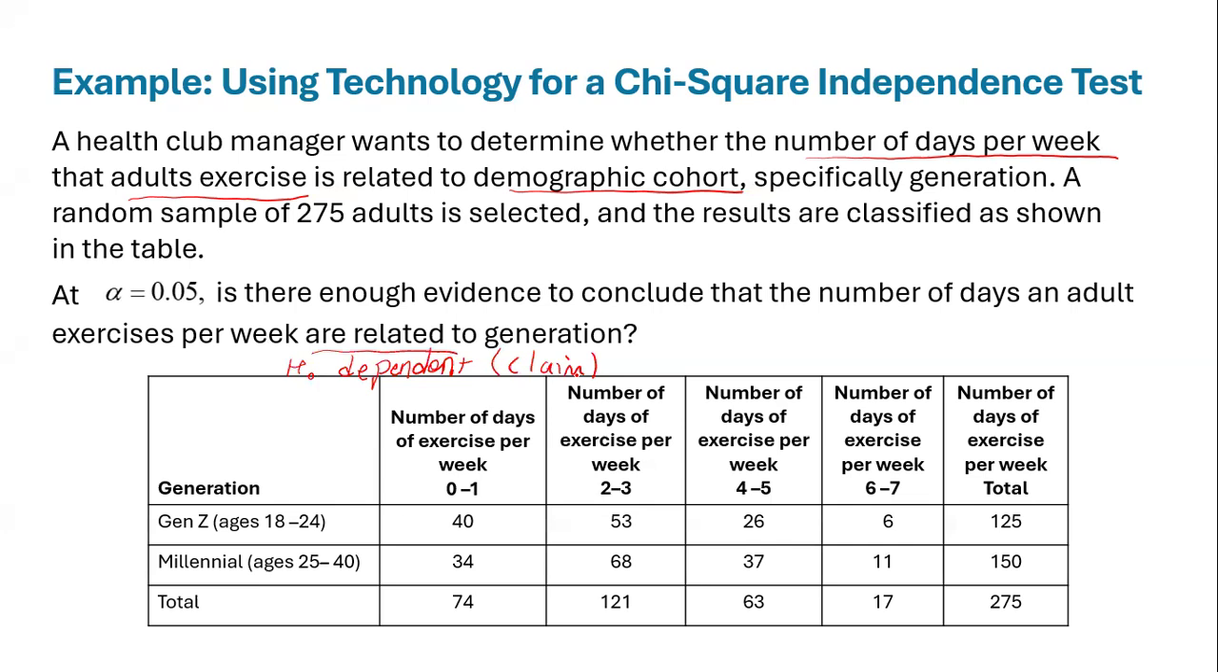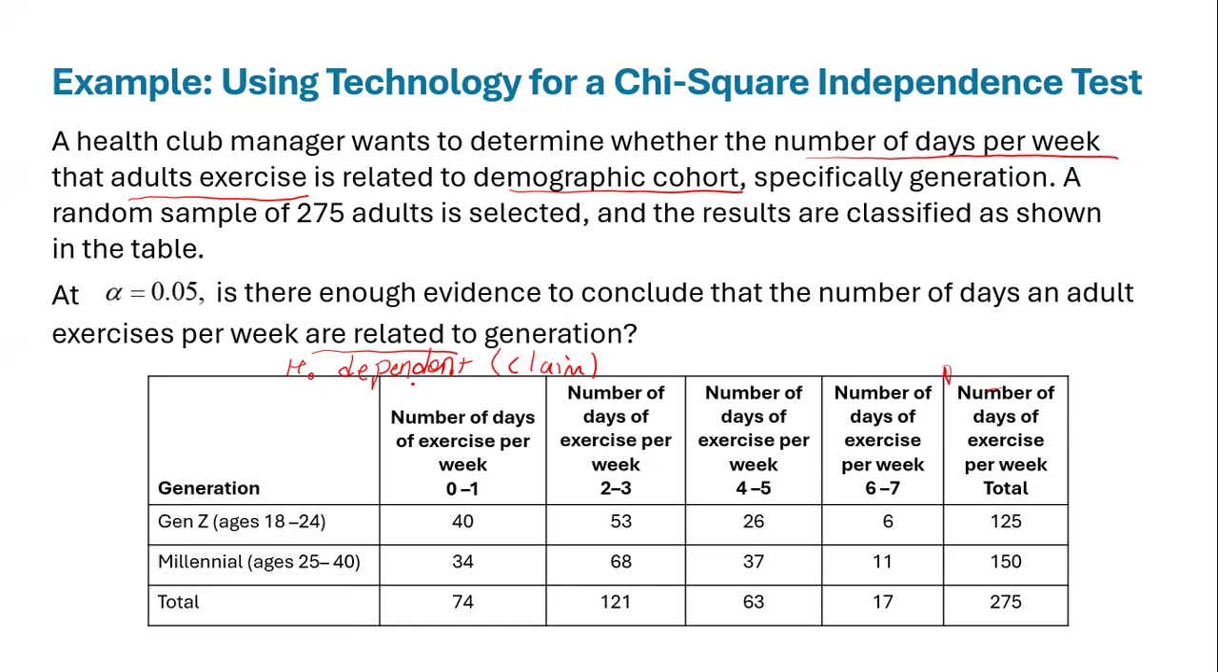When you look at the table, you see that the number of days that the adult exercises per week is classified into categories: if they exercise 0 or 1 day per week, or 2 to 3 days, 4 to 5 days, 6 to 7 days. Oh, it's four, sorry, this is a total. So make sure you do not get confused with the total column like this.